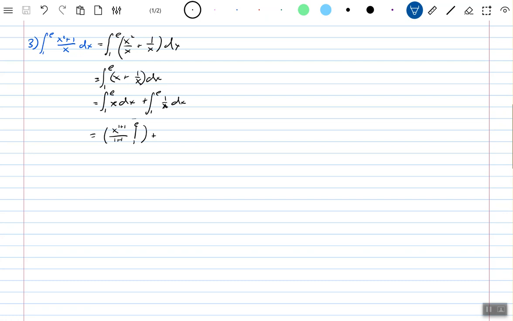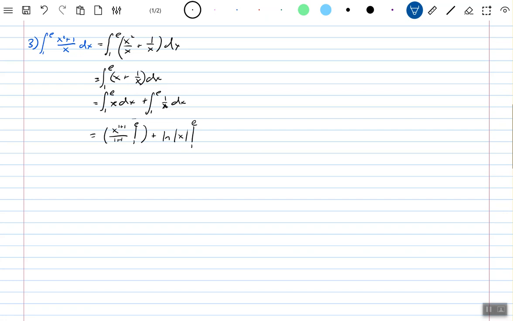So we have to use a different rule here. Well, thankfully, we already have a rule for the integral of 1 over x. That's actually equal to the natural log of the absolute value of x evaluated from 1 to e.